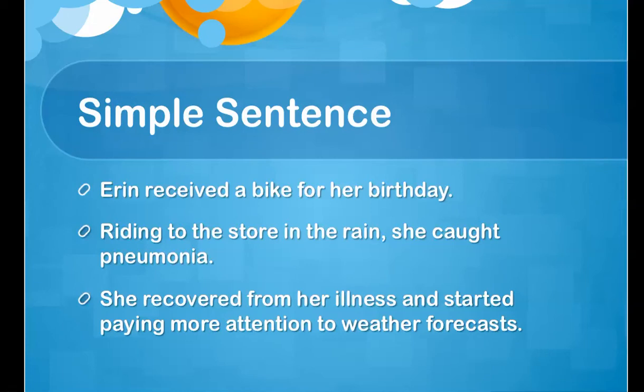Number 3, she recovered from her illness and started paying more attention to weather forecasts. Here I have only one subject, she. I have a compound verb, recovered and started. But since I have only one subject, I still only have one independent clause. One independent clause makes a simple sentence.